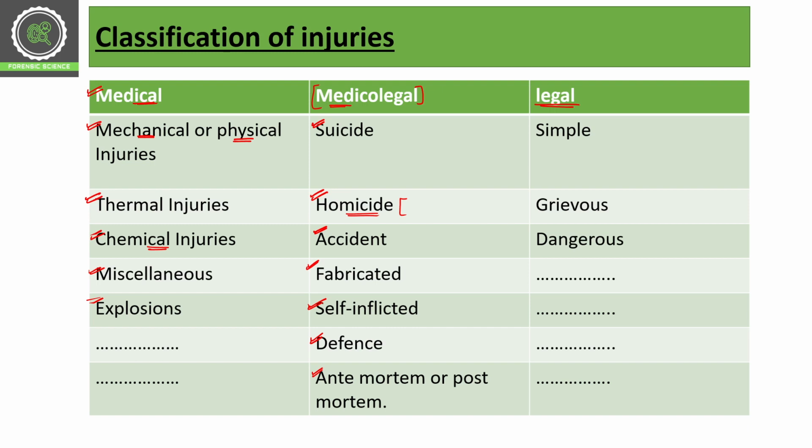And then we have legal. So in legal we have three types of injuries. First we have simple, then we have grievous, and then we have dangerous. So why are we categorizing these wounds into simple, grievous or dangerous? These legal types of injuries help us understand whether the person is going to get a serious type of imprisonment or punishment through the criminal justice system, or a simple, lighter type of punishment.